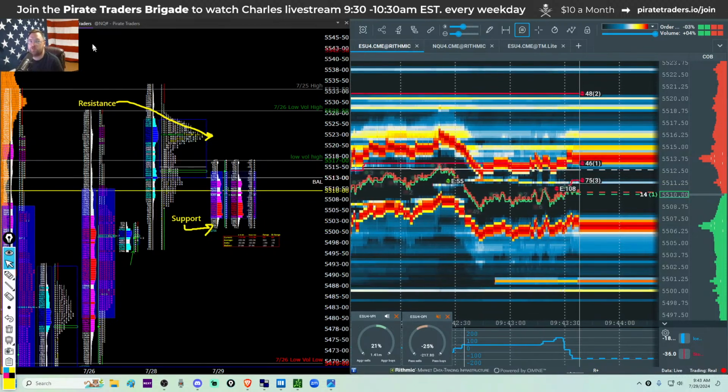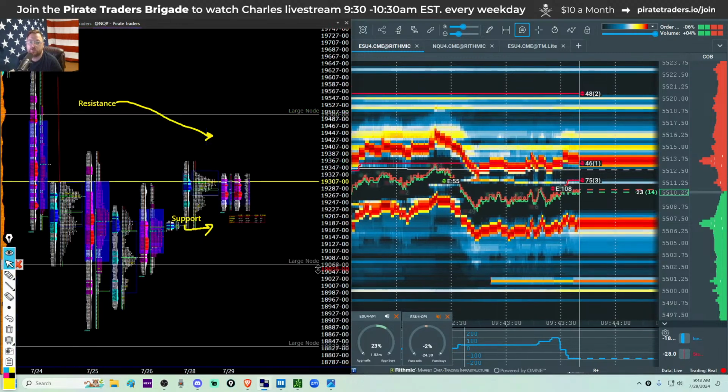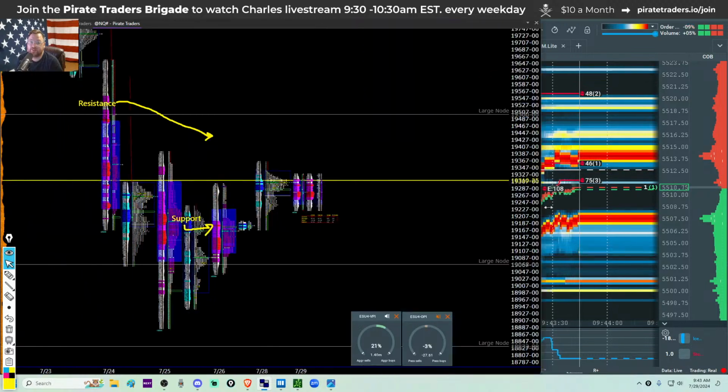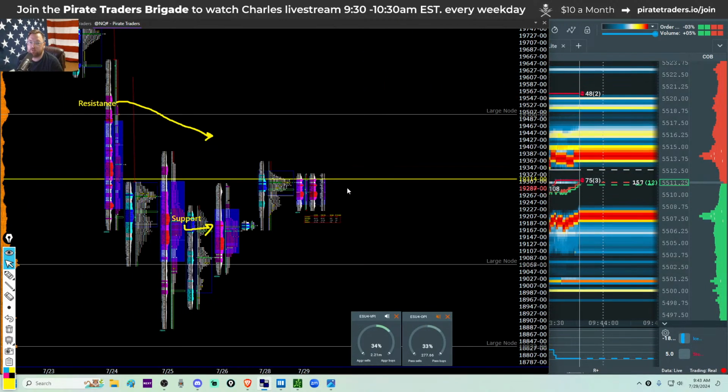Griff says NQ is doing the thing. Let's take a look at the Q. You're right. NQ is above Friday's high. That is bullish. Bullish to see.